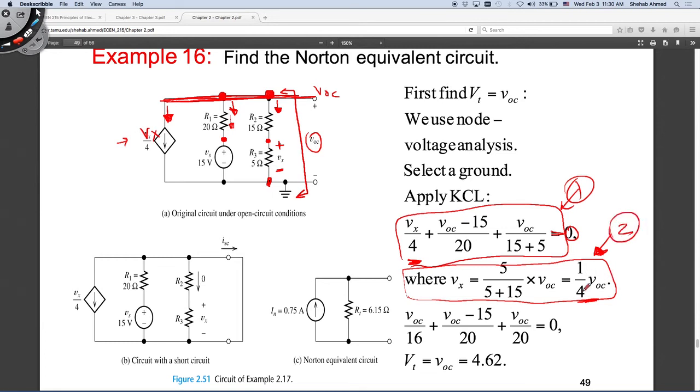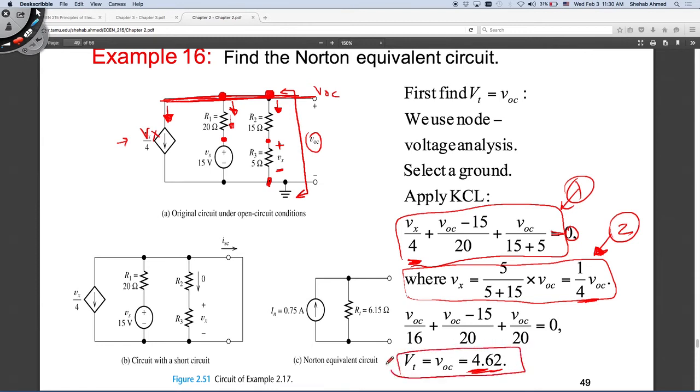I take this equation, I have Vx and V open circuit, so I substitute and solve for one of them, right? They solve for the open circuit since that's what you want to solve for. So the open circuit is equal to 4Vx, put it here in equation 1, and you're able to solve for the open circuit, and you get 4.62. Okay, so we found our open circuit voltage.